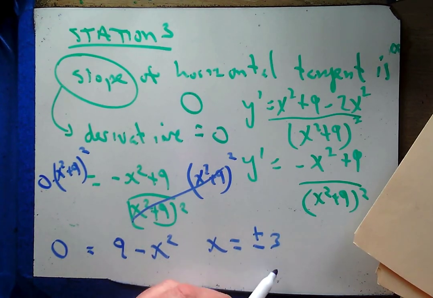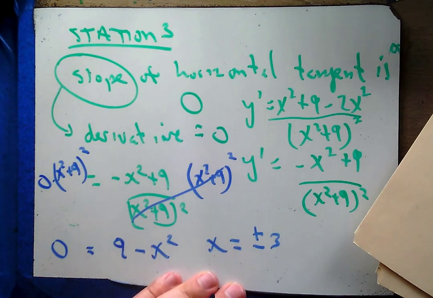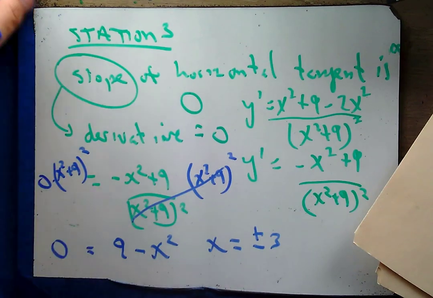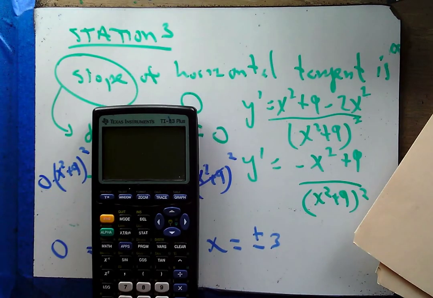So at x equals 3, I have a horizontal tangent. At x equals negative 3, I have a horizontal tangent. You could always graph this function to confirm that. I think I feel pretty good about this math. Maybe I've talked myself into checking.